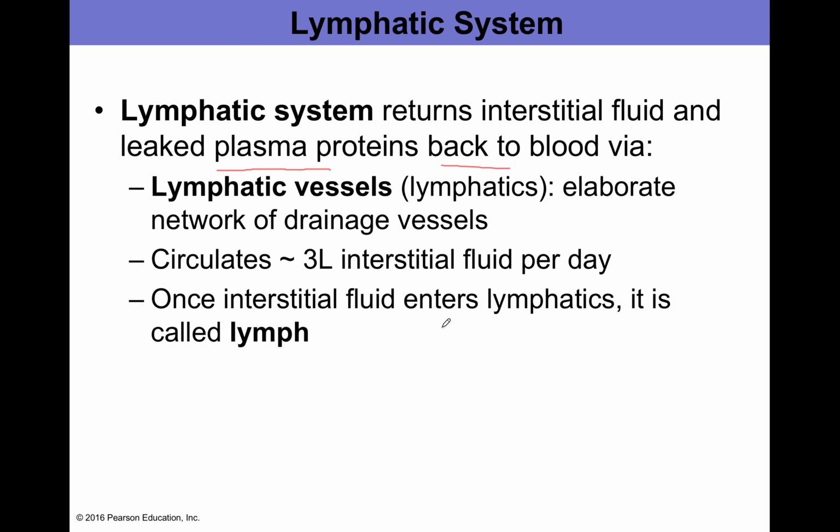On average, if you want to get an idea, you circulate about 3 liters of the interstitial fluid, or IF, every day. Remember that your total blood volume is about 5.5 liters. So a good portion of that fluid is going to be leaked out and then eventually collected by your lymphatic vessels and returned back to your cardiovascular system.